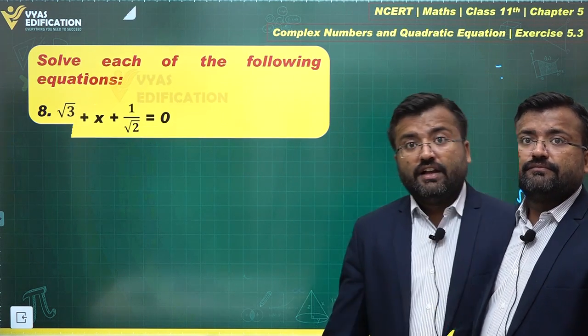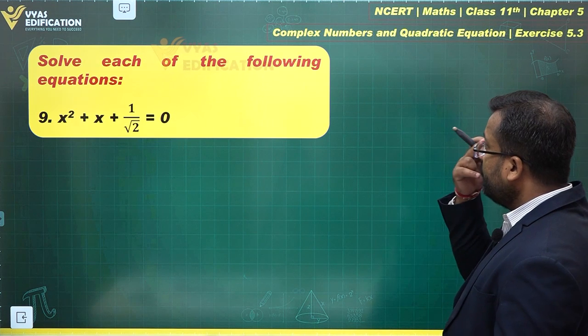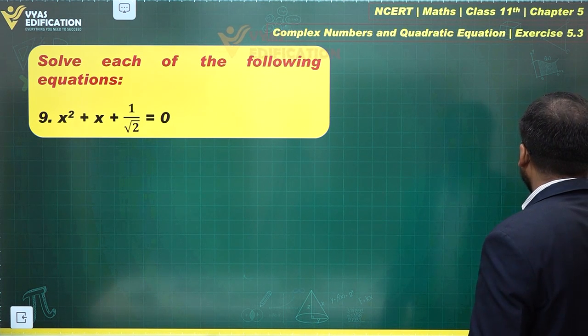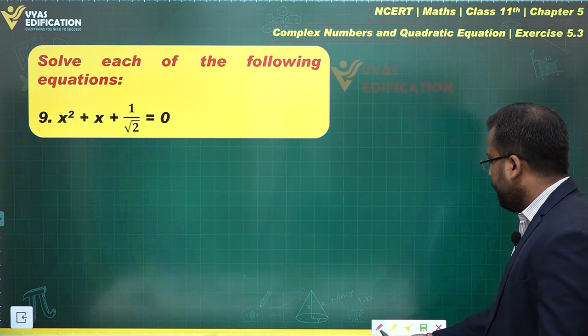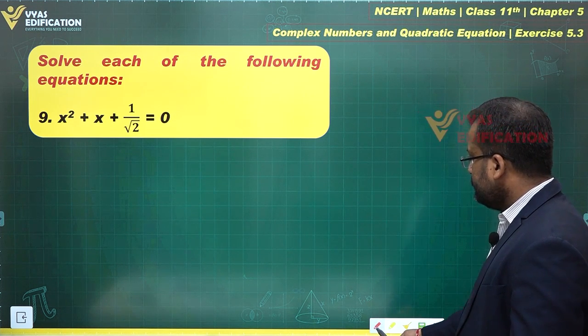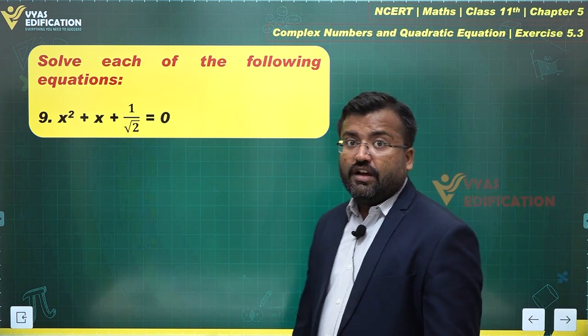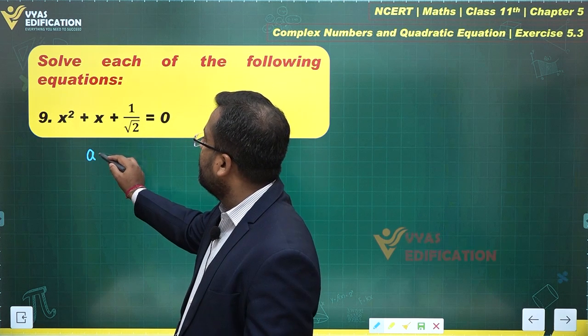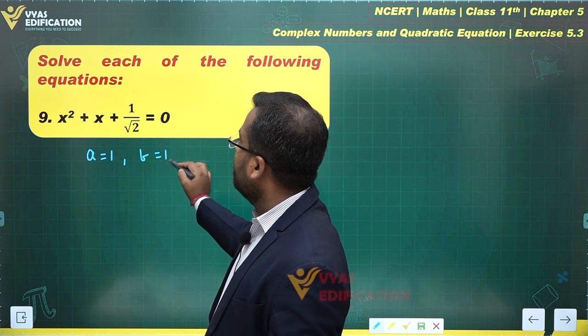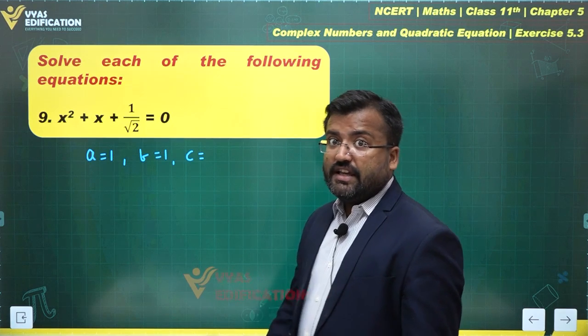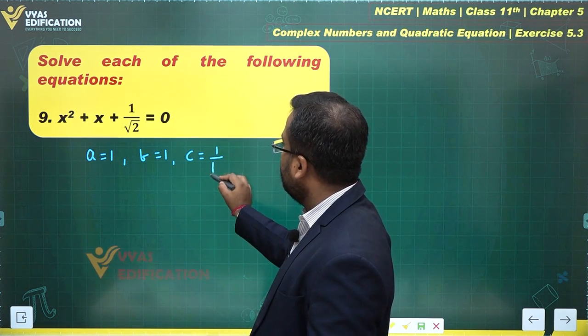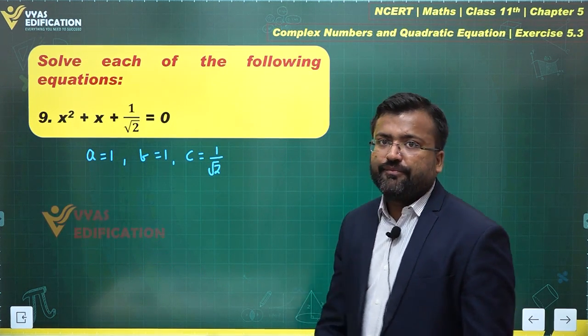Yes? Yes. Let's talk about this. Solve this quadratic equation: x square plus x plus 1 upon root 2. What are the values of A, B and C? C is interesting, 1 upon root 2. This is what we have.